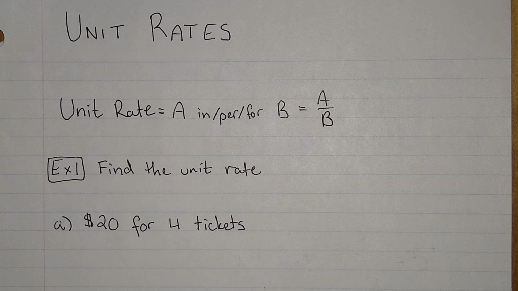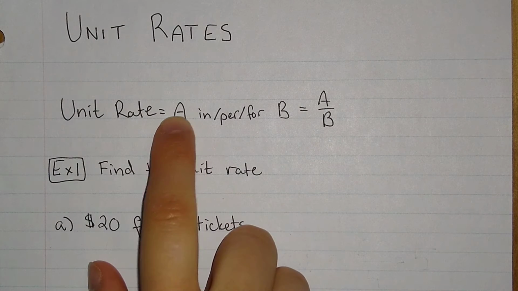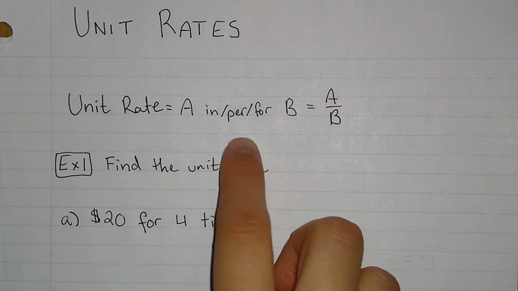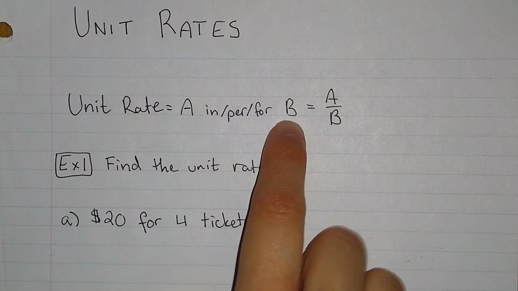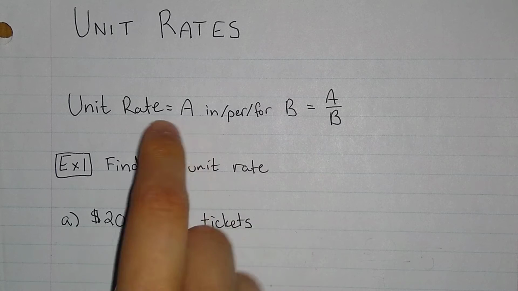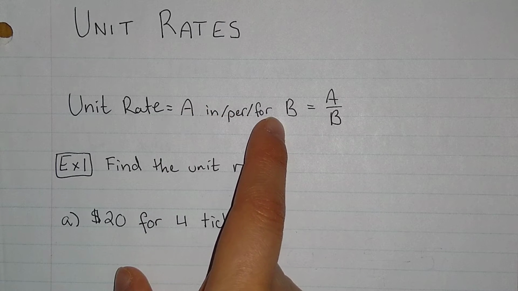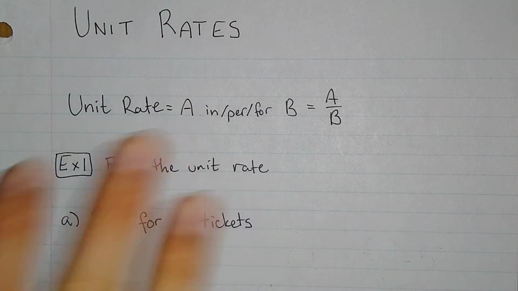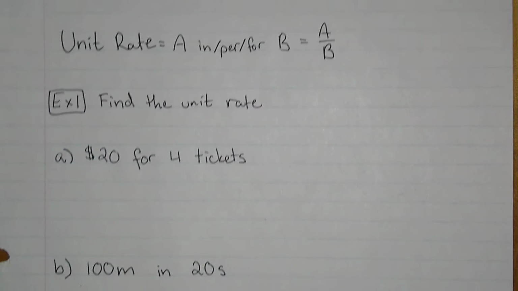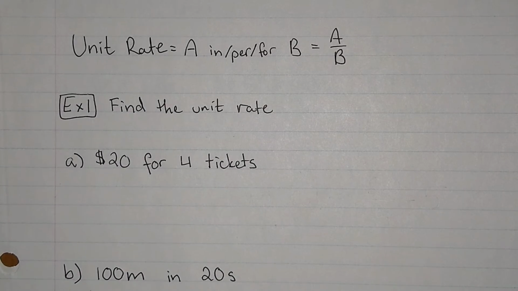Okay, let's look at unit rates. A unit rate is when you take a quantity of something, that's why I've written A, it could be sort of anything, and then a quantity of something else, and you divide them. And usually for unit rates, you'll see words like in, per, or for. Now, if this looks a little abstract, let's just go right to an example and see what it means.